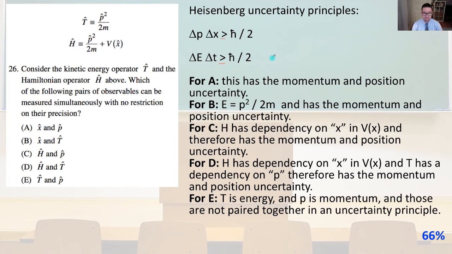And so it must be E, but let's look at E. So T is the energy and P is the momentum, and those are not paired together in an uncertainty principle. So that is our answer.